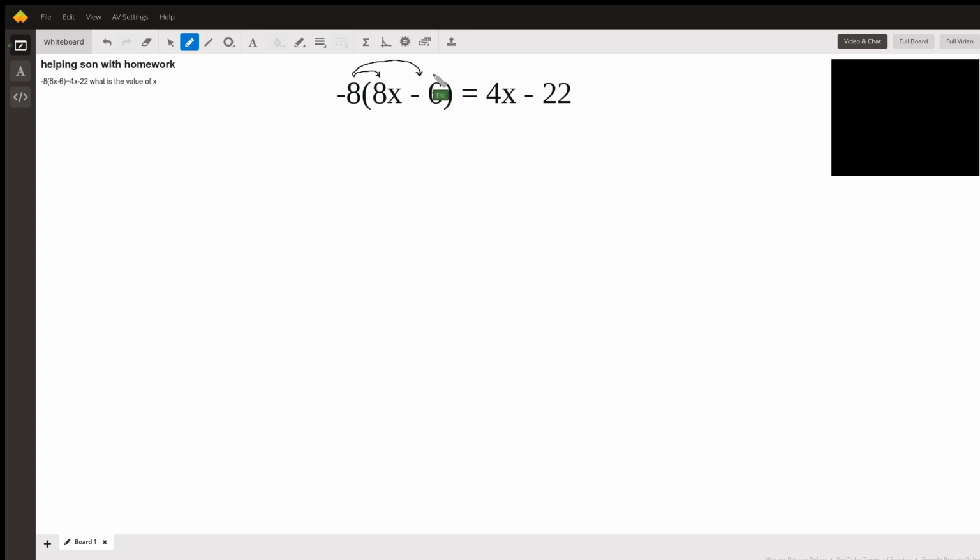You'd be surprised. One of the most common mistakes involving the distributive property is for students to simply forget to distribute through both terms. So make sure to distribute through both terms.